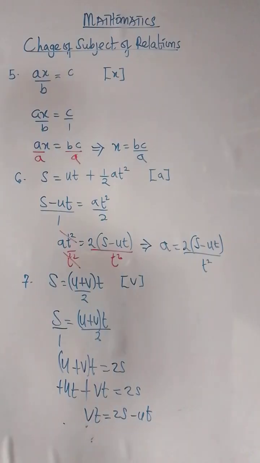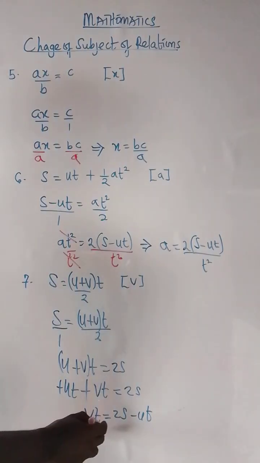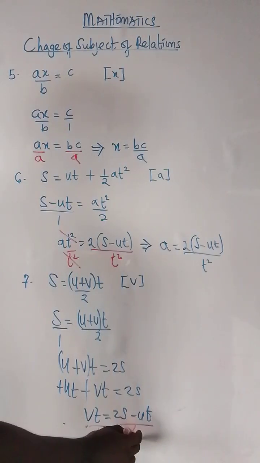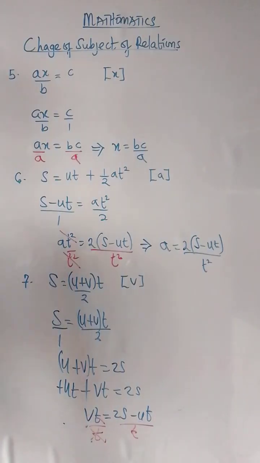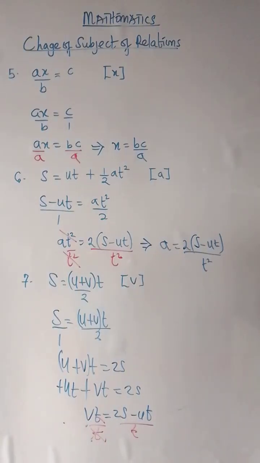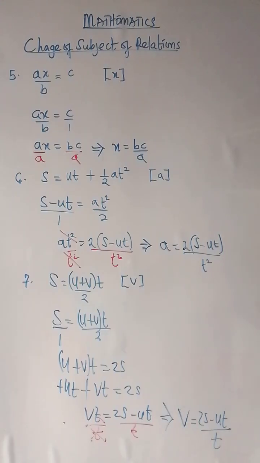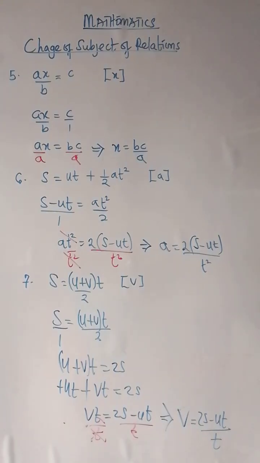Since our aim is to get V, we need to cut the T away. So divide both sides by T. Then from here, V becomes 2S minus UT over T. Just like this. Now let's take an example that involves square.